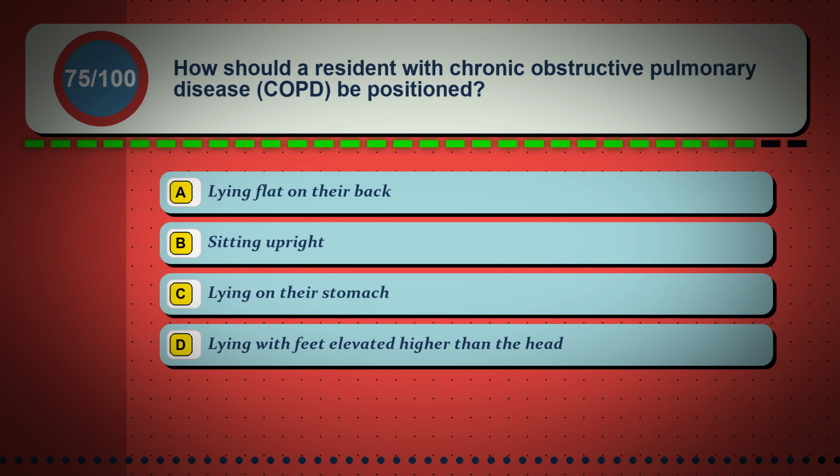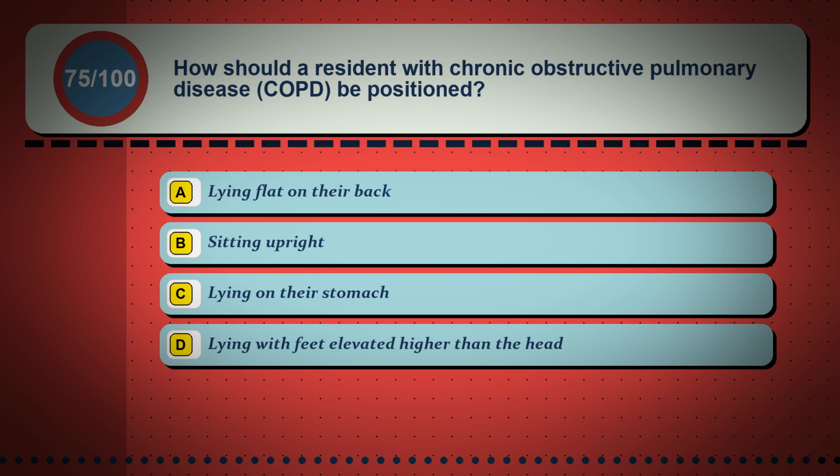Question 75. How should a resident with chronic obstructive pulmonary disease, COPD, be positioned? Option A, lying flat on their back. Option B, sitting upright. Option C, lying on their stomach. Option D, lying with feet elevated higher than the head.